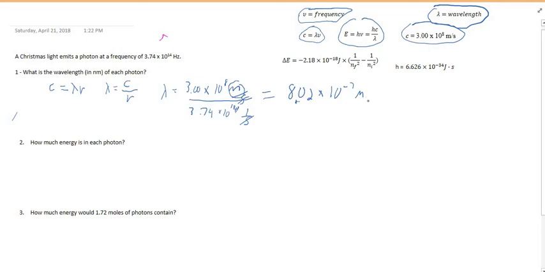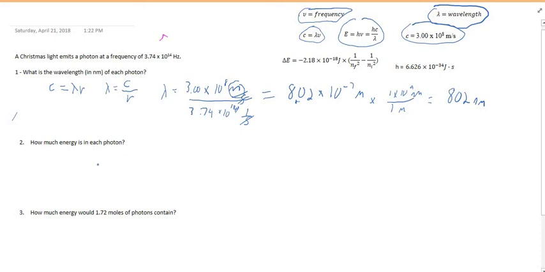I didn't ask for it in meters, I asked for it in nanometers. And so I know that in 1 meter there are 1 times 10 to the 9th nanometers. And so when I do that math, that should give me a wavelength of 802 nanometers. So these are totally doable, my friends. It's just understanding what each of those Greek letters represent and then just doing the math. Now let's go on to number 2.